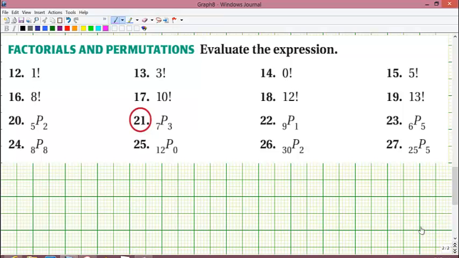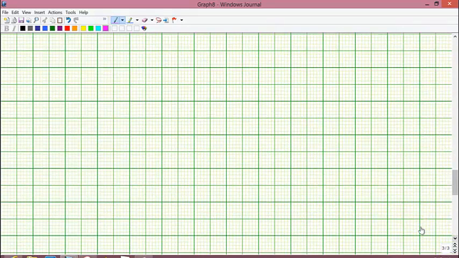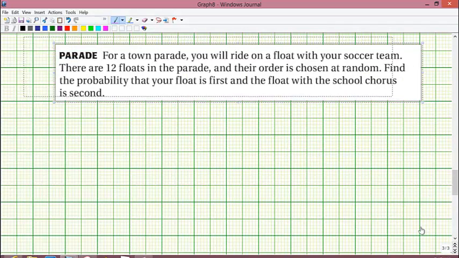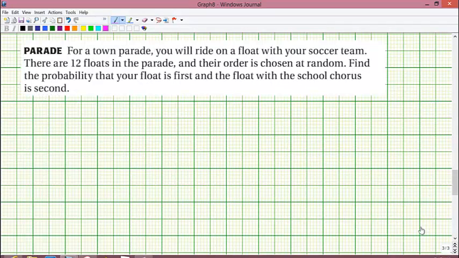Okay, great. Now, what we're going to do now is look at how you can use permutations to calculate probabilities. So let me give you a specific example. For a town parade, you're riding a float with your soccer team. There are 12 floats in the parade, and their order is chosen at random. Find the probability that your float is first, and the float with the school chorus is second.